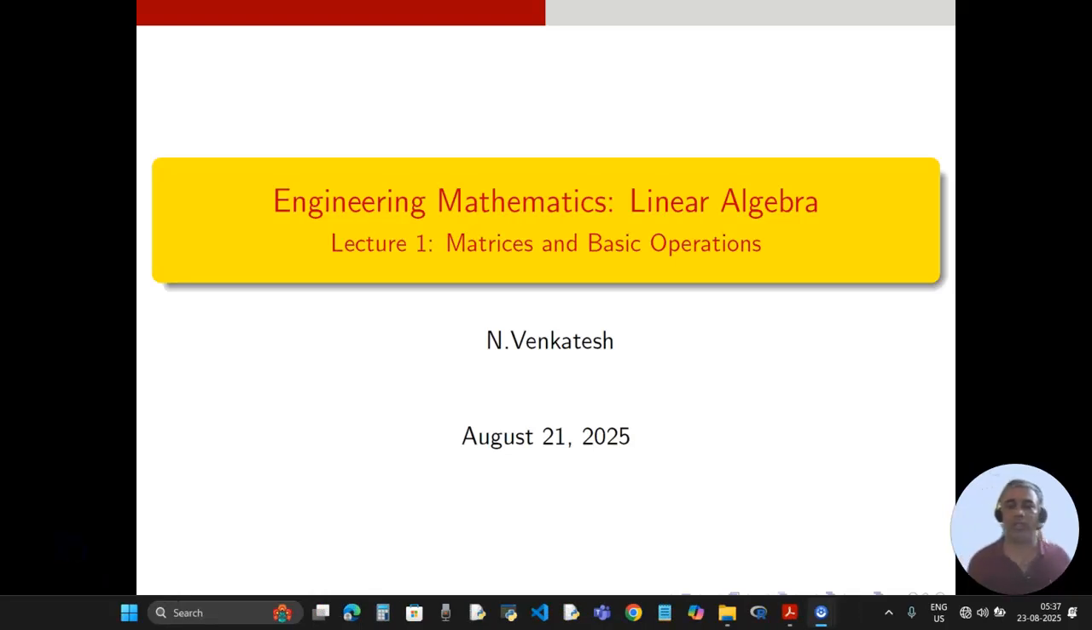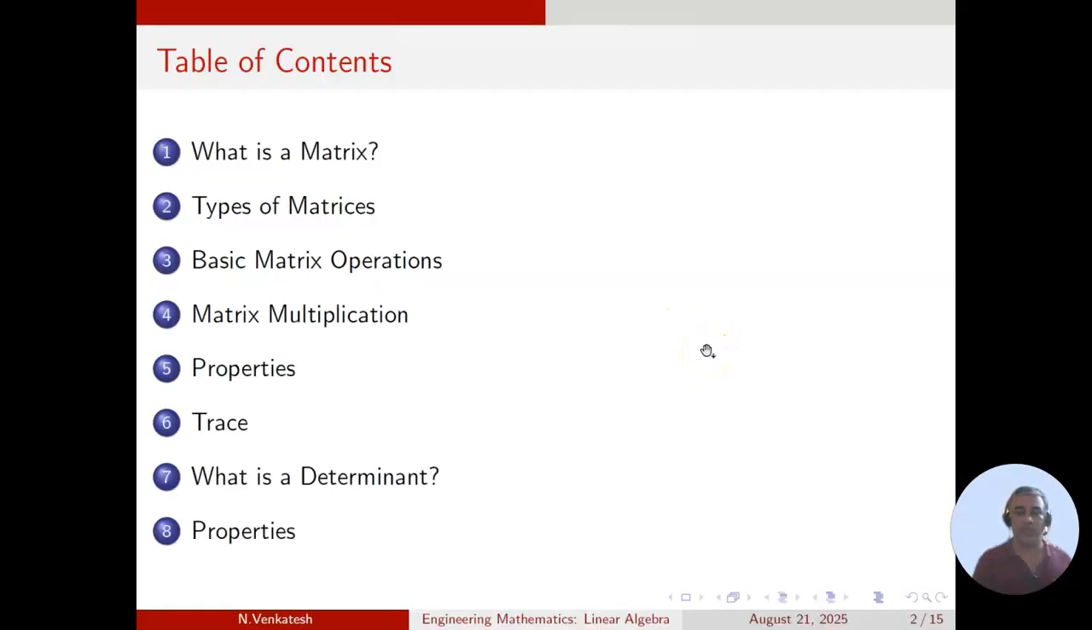Welcome to the first lecture in the linear algebra series. We all deal with tables of numbers: mark sheets, images, timetables, networks. Instead of looking at them as scattered data, we can represent them in a powerful and compact way by using matrices. So in this lecture, we will be discussing what a matrix is and the basic operations on matrices.